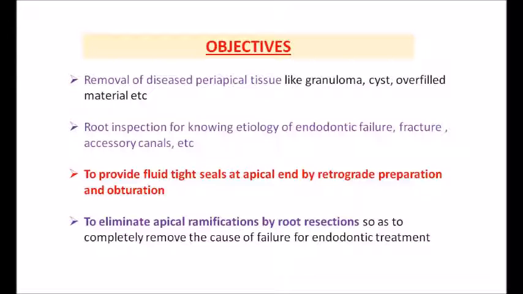Root inspection for knowing the etiology of endodontic failure, fracture, accessory canals, etc. And one more objective is to eliminate the apical ramifications by root resection, so as to completely remove the cause of failure of the endodontic treatment. So mostly in teeth with periapical or pulpal involvement with some disease conditions, we are aiming for endodontic surgery, which will aid us in the removal of the diseased periapical tissue, root inspection, fluid tight seal, and elimination of the apical ramifications by root resection. So these are the objectives.